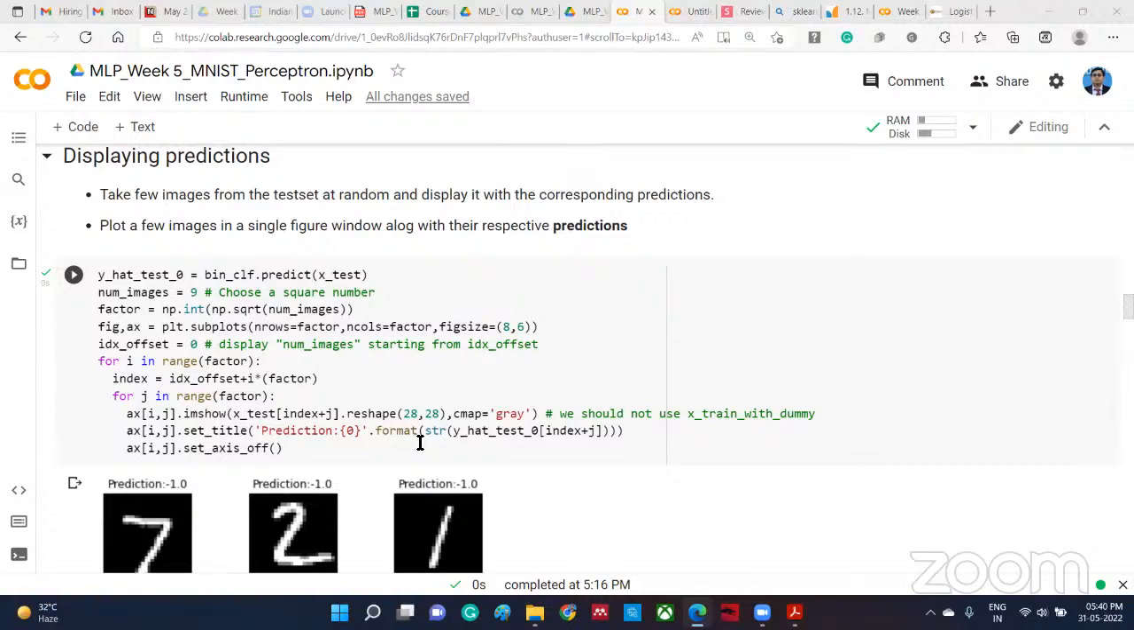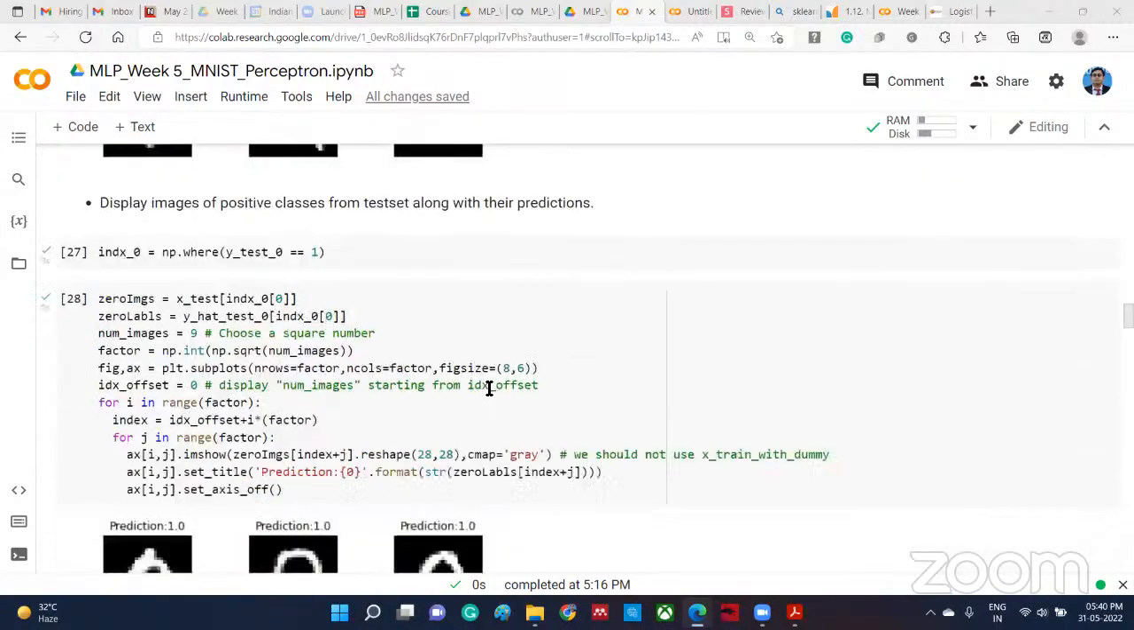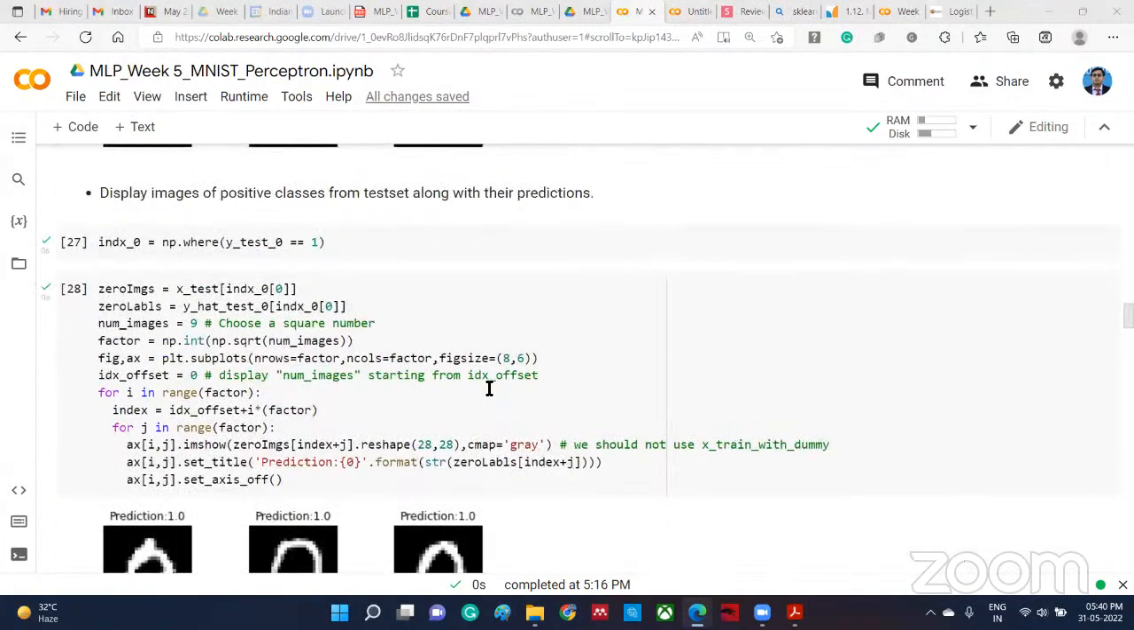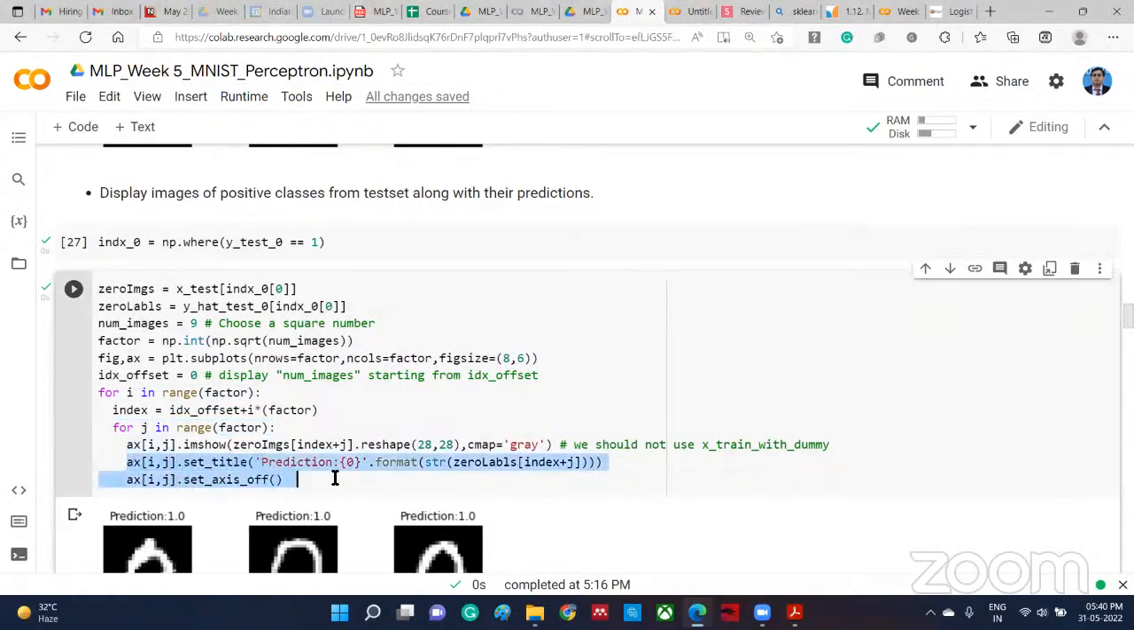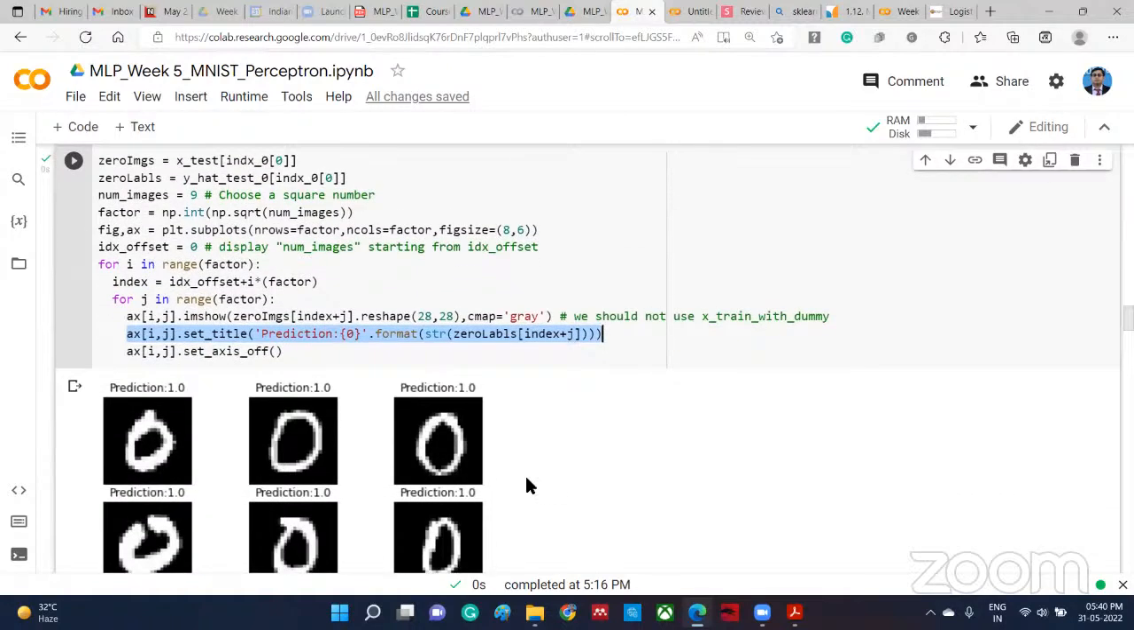See, in this plot, it is given, right? If you check the second for loop for j, in that loop it will be printed. For example, consider the second for loop for j in range of factor. Here, the second line, the title is given as prediction 0. Format is zero labels of index plus j. That is the corresponding index of that label being written on top of this image. So the prediction is coming from your labels. If you go to that zero labels vector, zero labels is your y hat test and the index of 0. So that is what it is picking up. It is picking up all the samples whose labels are predicted as 0 for this image.